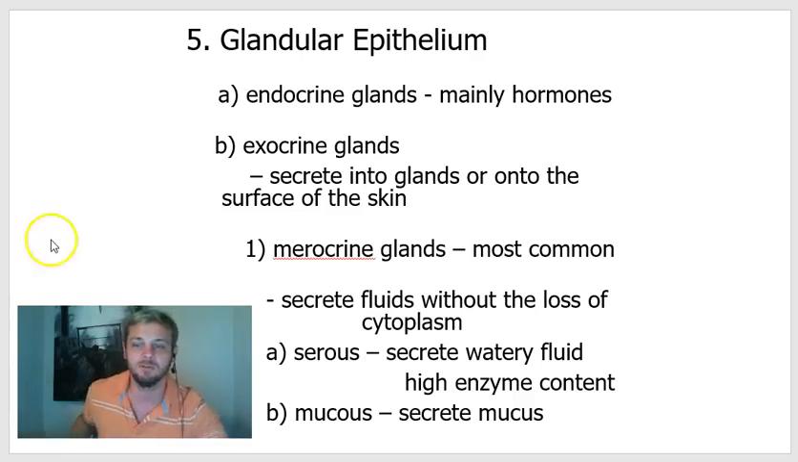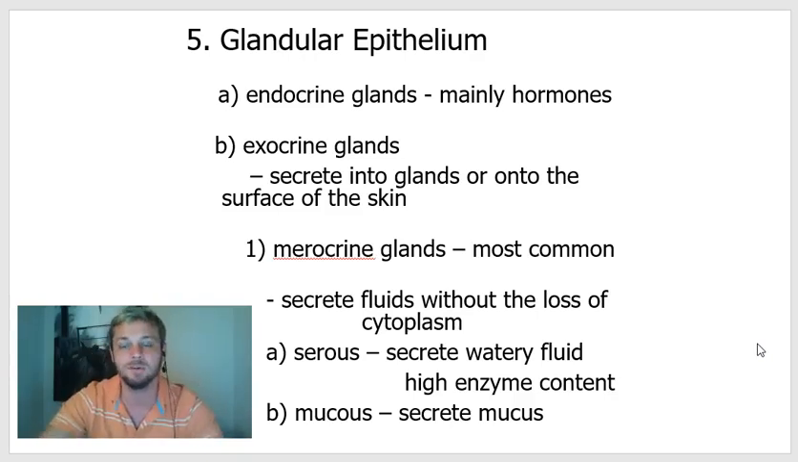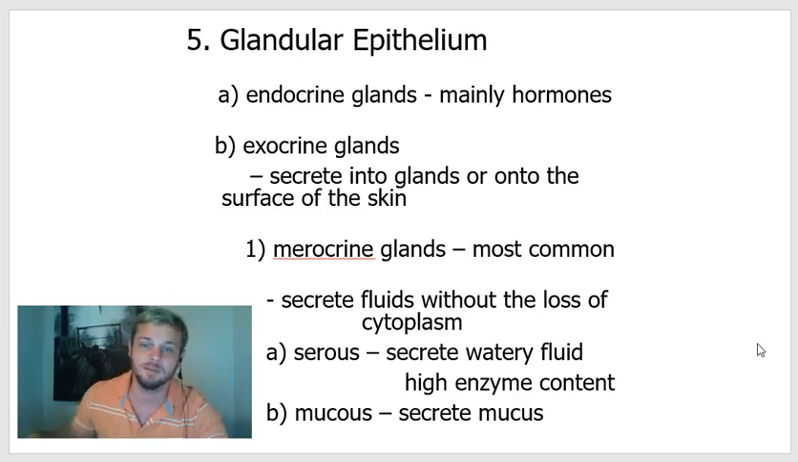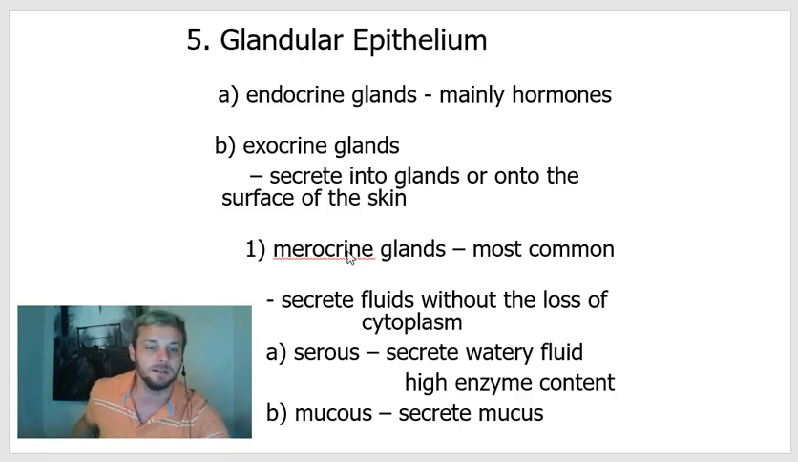It can be serous, so it can be really watery. An example of a merocrine serous gland would be your lacrimal glands, the ones that make your tears. Lots of enzymes in there that get secreted. Or you can have mucous ones, like what makes mucus in your nose is a type of merocrine gland. Your sweat glands that you associate with like your arm are also merocrine glands, or eccrine glands.